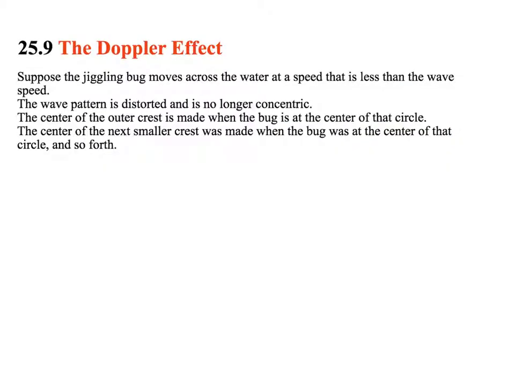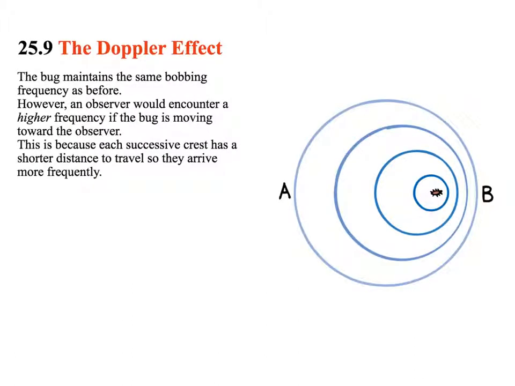Suppose the jiggling bug moves across the water at a speed that is less than the wave speed. The wave pattern is distorted and is no longer concentric. The center of the outer crest is made when the bug is at the center of that circle. The center of the next smaller crest will be made when the bug was at the center of that circle, and so forth. The bug maintains the same bobbing frequency as before.